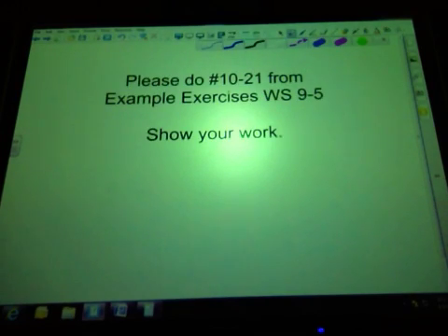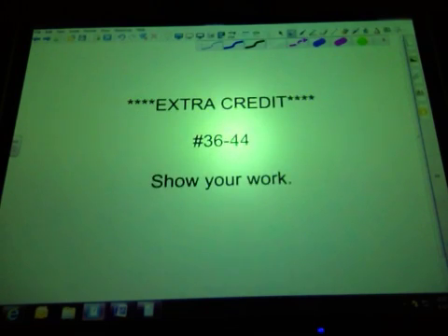Please go on ahead and do number 10 through 21 on the worksheet. Make sure that you show your work on this section. Work's going to be counted for one of the points. When you're finished with that, you can do 36 through 44 for extra credit.